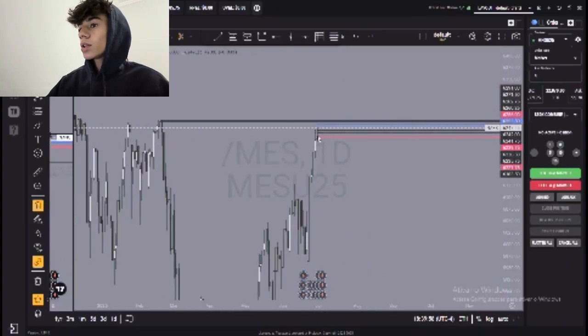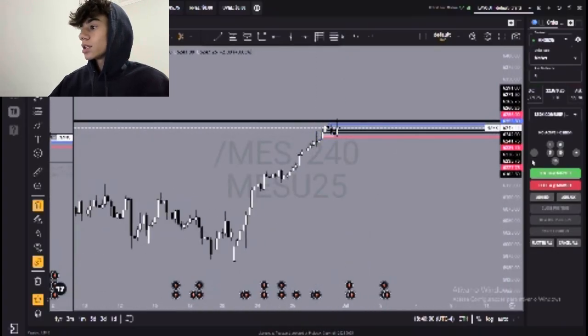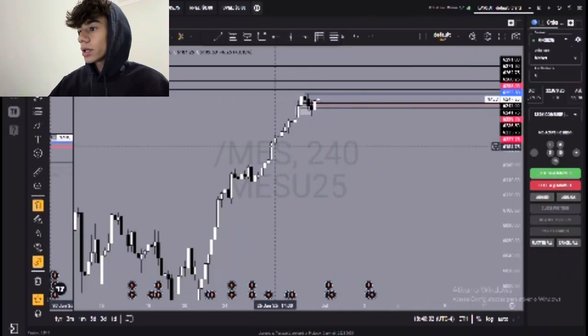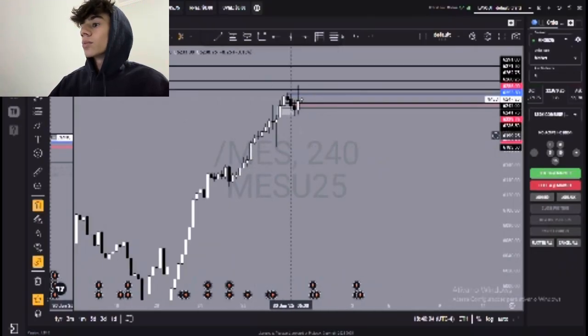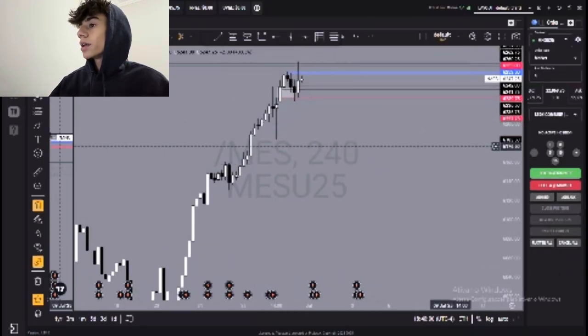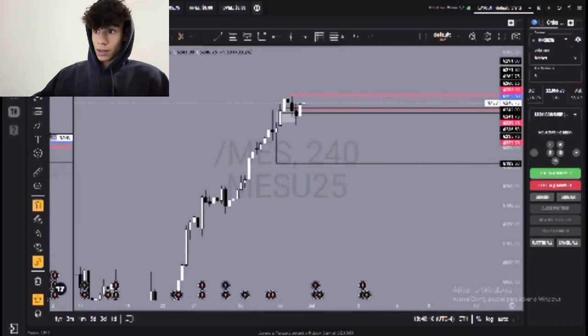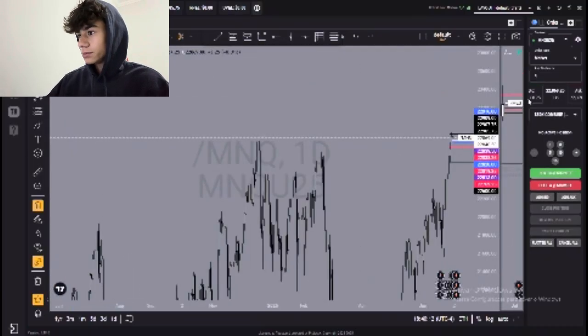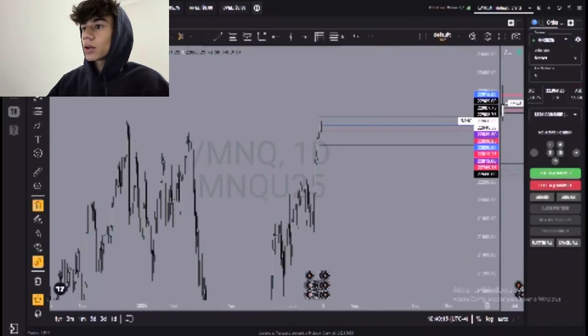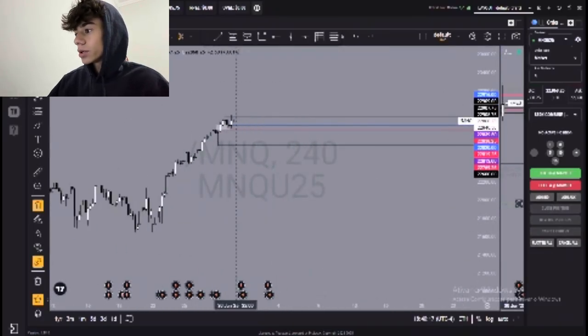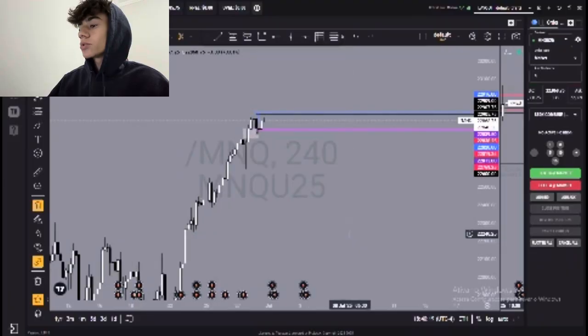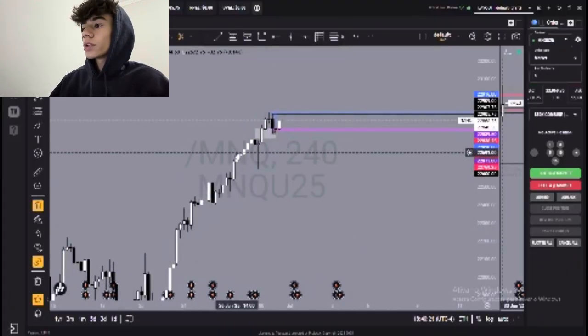And then when I look in the 4 hour, I see that we're respecting bullish order flow. Like we filled in this gap right here. We're breaking structure up to the upside, and we're looking like we want to go up to those all-time highs. Same thing on NQ. We're breaking structure to the upside, continuous uptrend, and yeah, filling this gap.